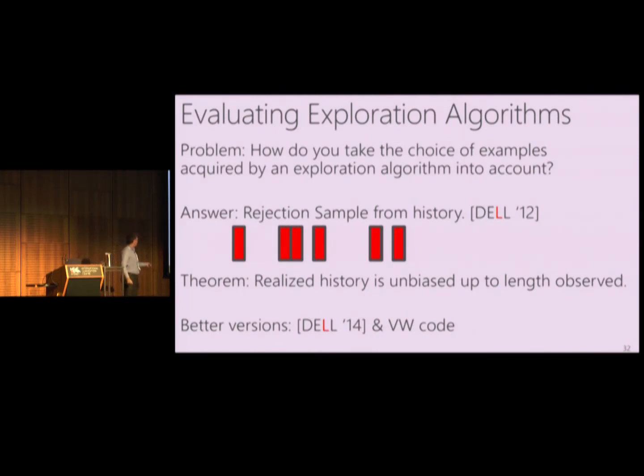So there's some better versions available. This rejection sampling approach is the key idea for how you can get an estimate of performance which is faithful to the data creation and consumption loop itself.